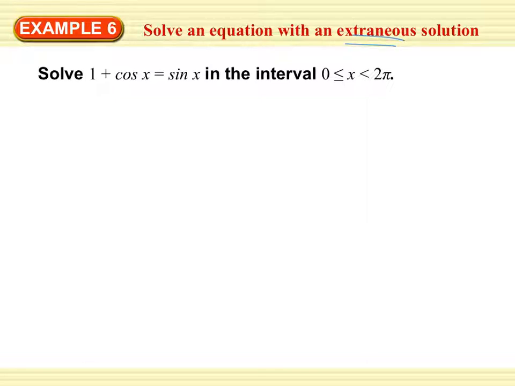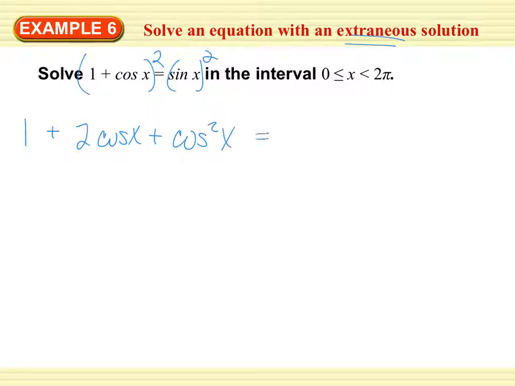Let's see, 1 plus cosine x equals sine x. Okay, we're solving this. I don't know what to do, but I do know that if I have a cosine squared and a sine squared, I can use the Pythagorean identity. Let's go see what happens there. I know it's crazy. So that first one, if I square it, I get 1 plus 2 cosine x plus cosine squared x equals sine squared x.